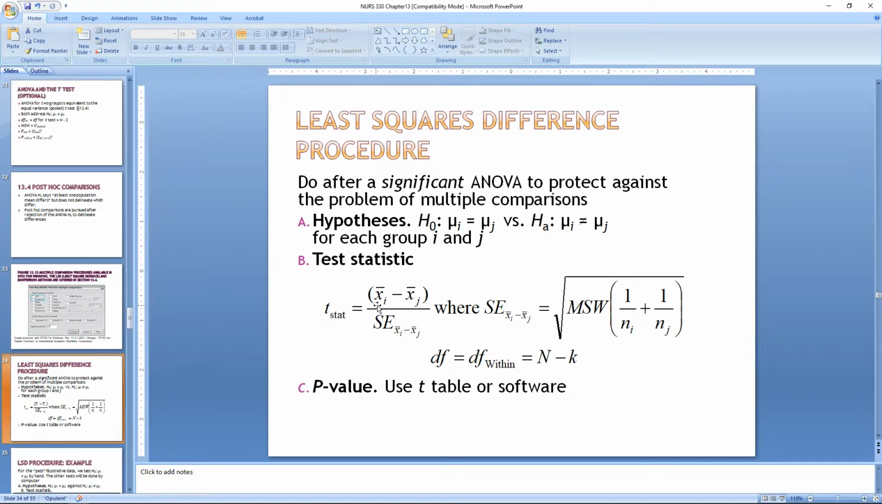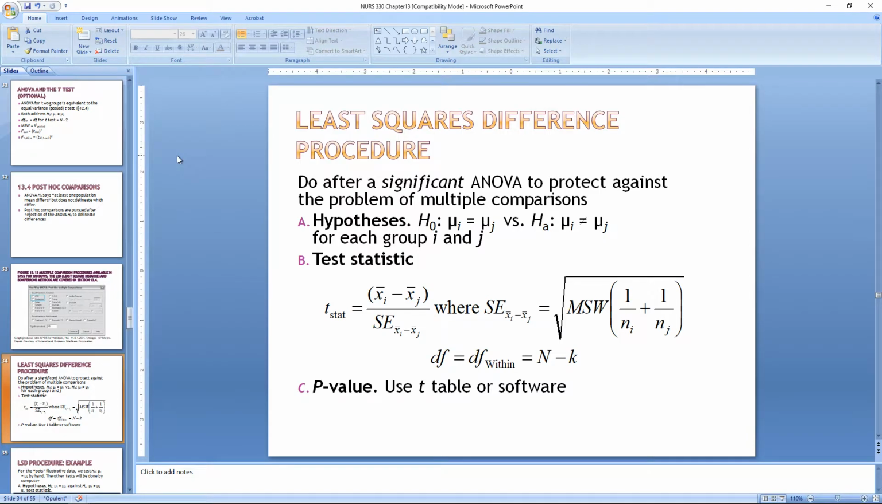Your t-stat is equal to x bar i minus x bar j over the standard error of x bar i minus x bar j, where the standard error of x bar i minus x bar j is equal to the square root of the mean squares within times 1 over n of group i plus 1 over n of group j. And your degrees of freedom is degrees of freedom within, which is n minus k.